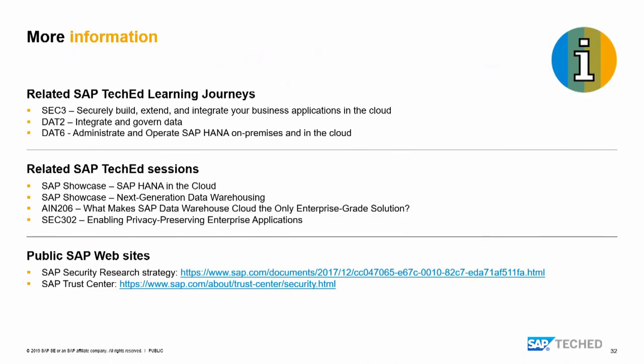And here, one other thing I want to mention is especially SEC 302. It's enabling privacy-preserving enterprise applications. That's done by a colleague of mine in half an hour. You should look at that. Great stuff that we do from research. And another thing is the SAP Security Research Strategy. You can learn more there about all we do from research.